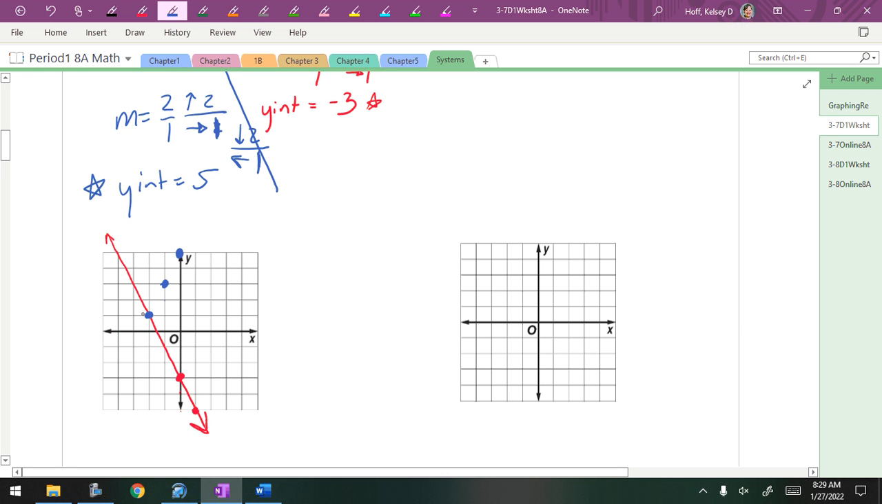What happens? Did yours cross your other line right there? It should have. If you drew what I have as a red line accurately, your point should have crossed here. Take your ruler and draw your line, that second line in there.